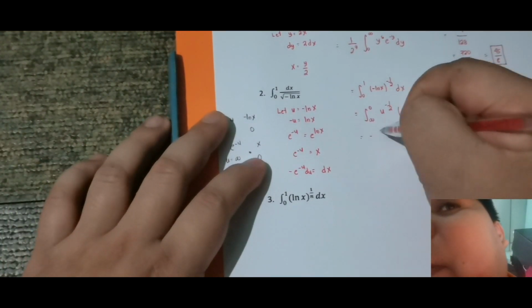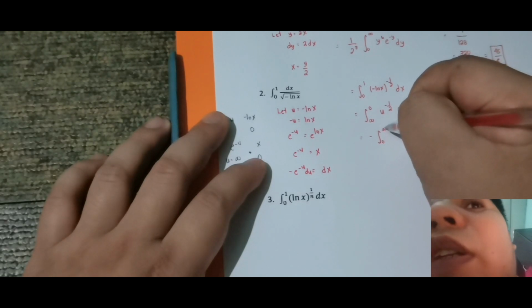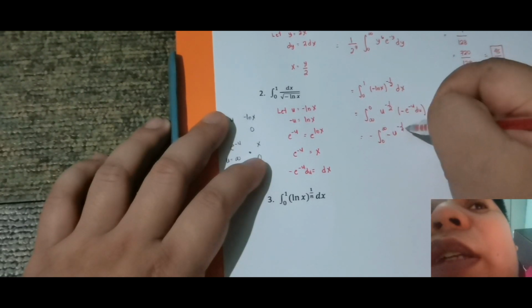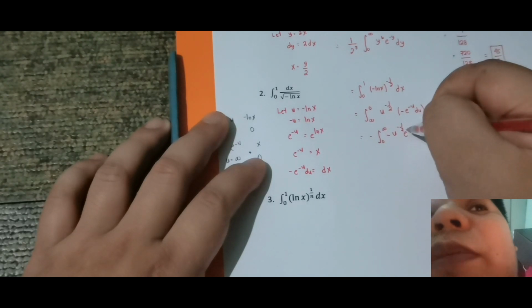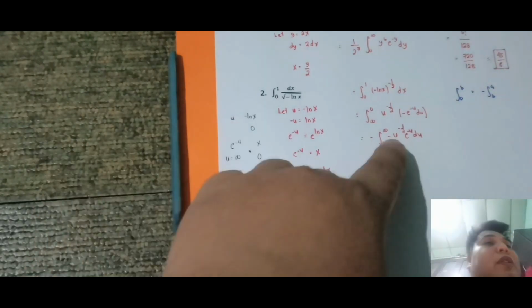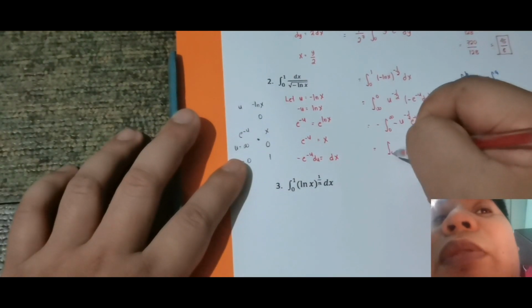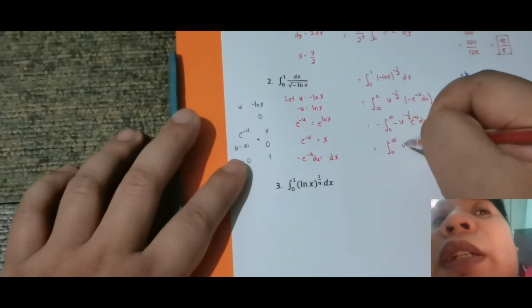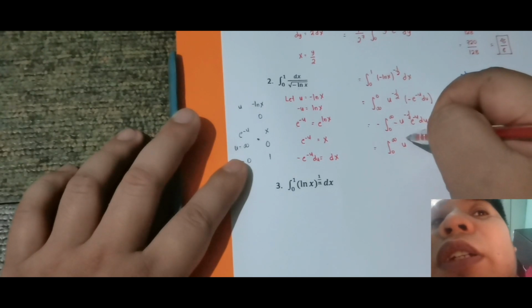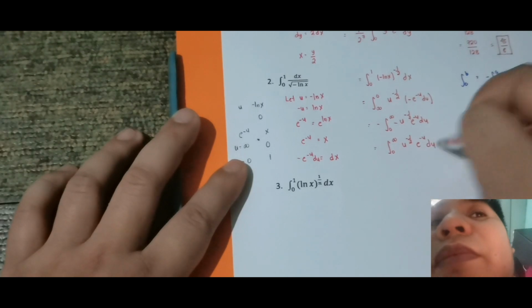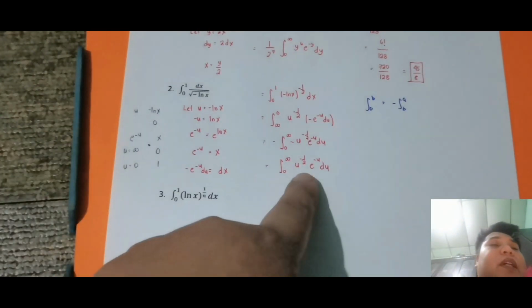This is just negative integral from 0 up to infinity ng u raised to negative 1 half, tas negative kasi may negative dito, e raised to negative u, du. Okay, then labas ko na yung negative. Therefore, this is just integral from 0 up to infinity ng u raised to negative 1 half, e raised to negative u du. Okay, therefore, pwede na siya sa ating gamma function.